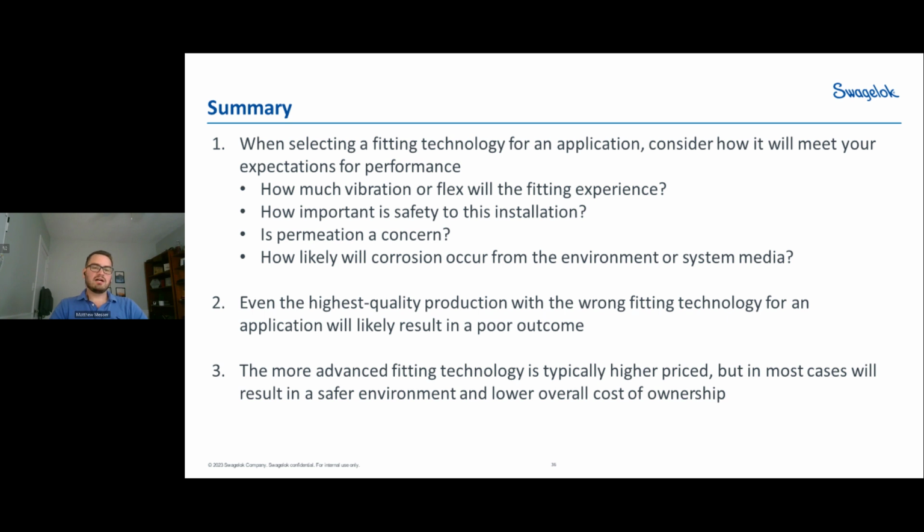And then lastly, with more advanced fitting technologies, typically the price is a little bit higher, but in most cases you're going to have a safer environment and overall your cost of ownership is going to be lower as well, because you're not having to replace fittings as they fail as you're going along.